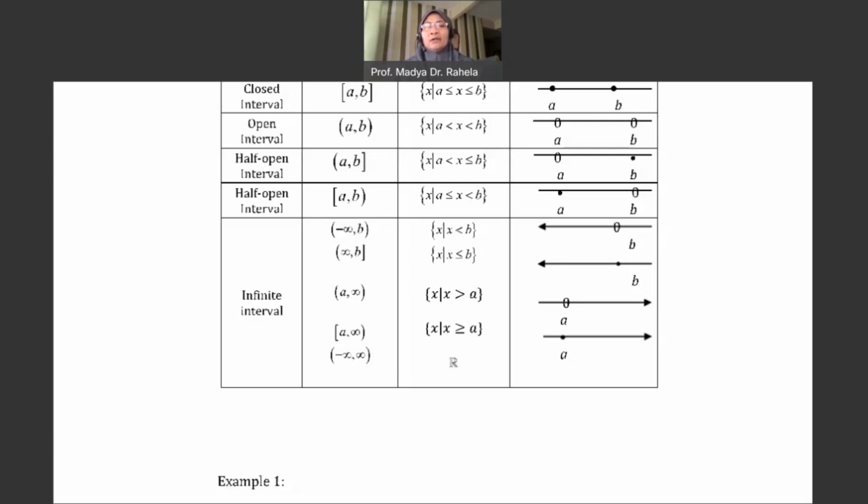Okay, for positive infinity. Positive infinity must always be on the right side of any number. Also it is an open interval. For this symbol, the inequality form is x greater than A. On the number line form, it is a blank dot, and the arrow on the right side is given, showing that it is positive infinity. It means that we have more numbers on the right side of A.